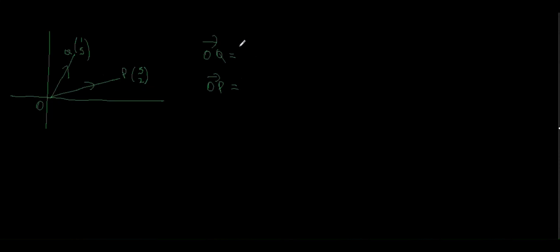So we have OQ, which is given by 1 and 5. You could think about it as moving 1 unit in the X, 5 units up in the Y direction. The signs indicate whether you're moving in the positive or the negative directions, up or down, respectively, for the X and Y. Now the OP is 5, 2.